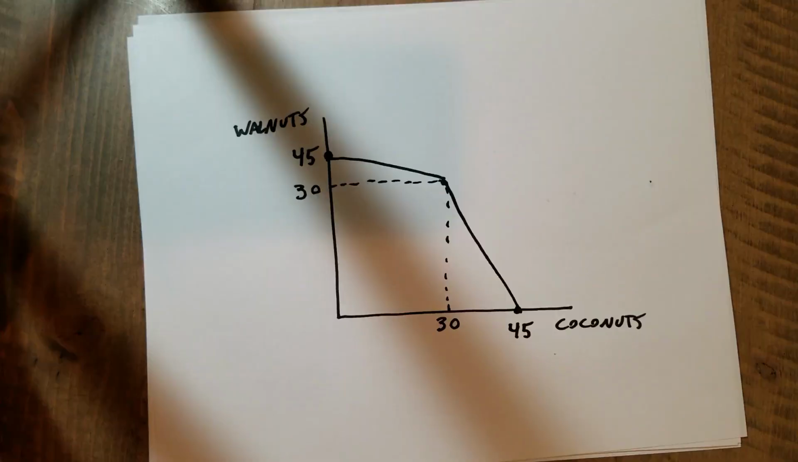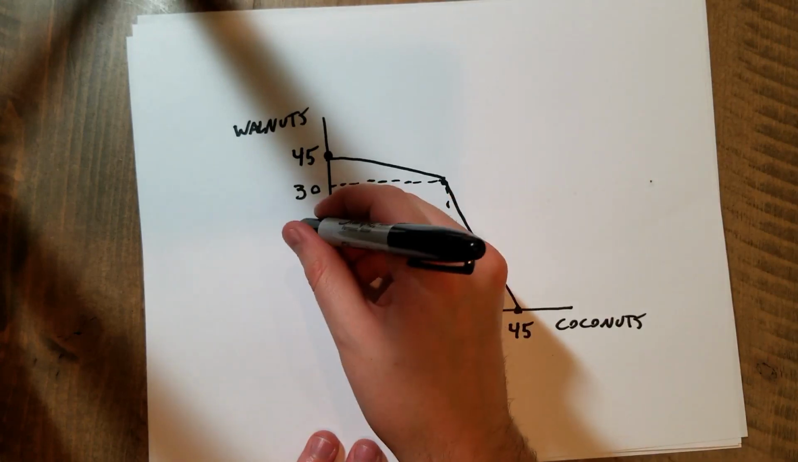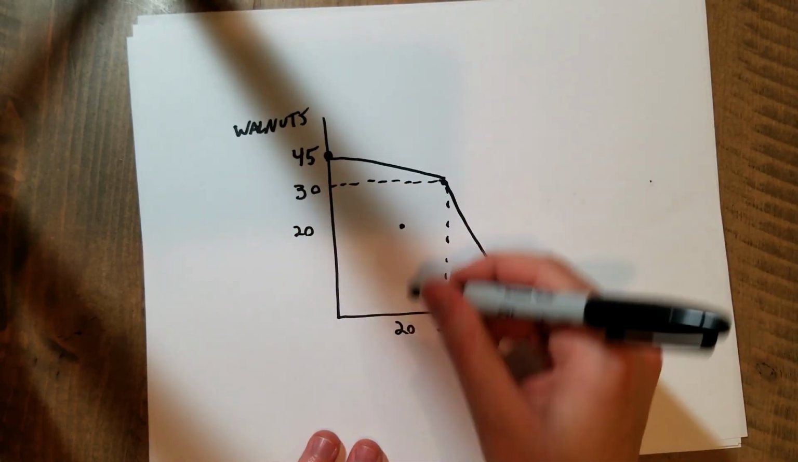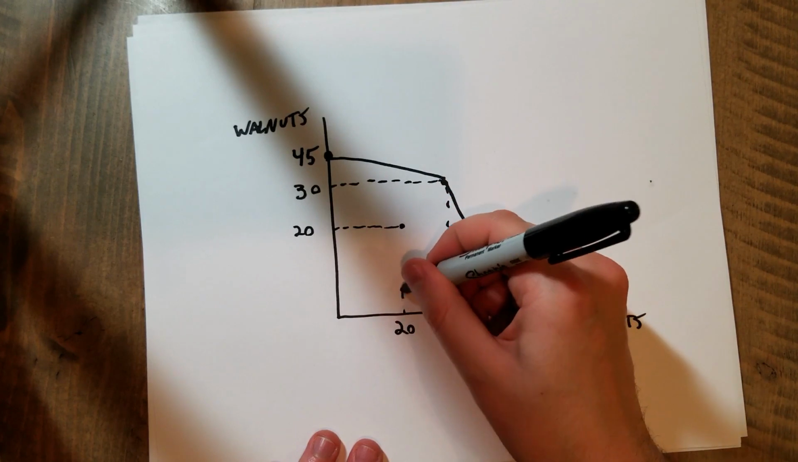We can compare this to the 20 and 20 that we were producing before, right, when each of them was producing 10 on their own. And obviously, we have some gains from trade here, right? We're producing more stuff than we otherwise would have done.